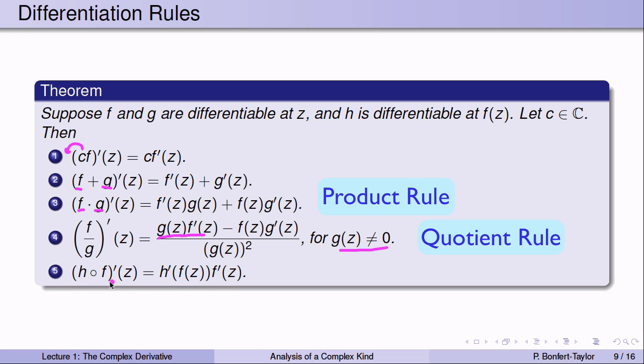Finally, the derivative of the composition h of f of z can be found by taking the derivative h prime at f of z and multiplying that by f prime of z. Rather than showing you all these proofs, which are the same as the proofs in calculus, I'm going to show you a number of examples. These are important rules to practice. If you're not so familiar with these rules from calculus anymore, I highly recommend that you do some practice. You could, for example, practice with all the problems I'm about to present, by trying to find the derivatives by yourself first before looking at my solutions.